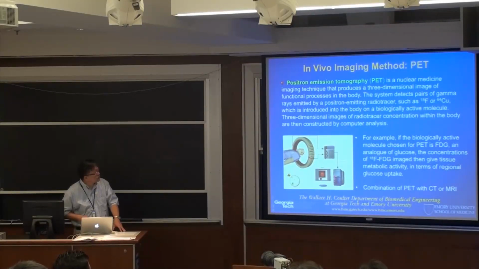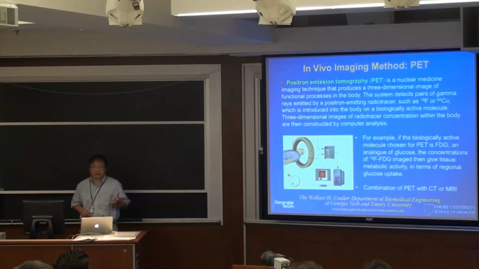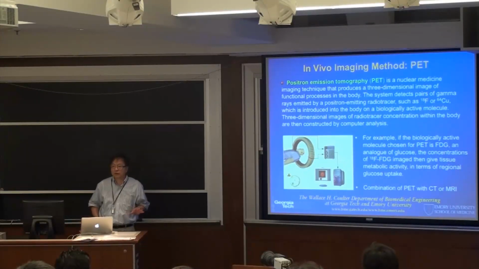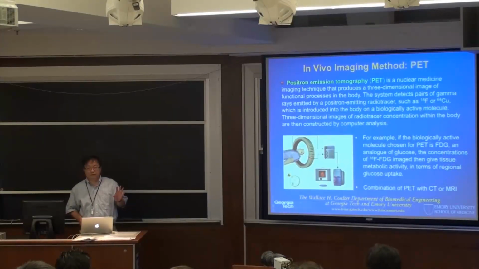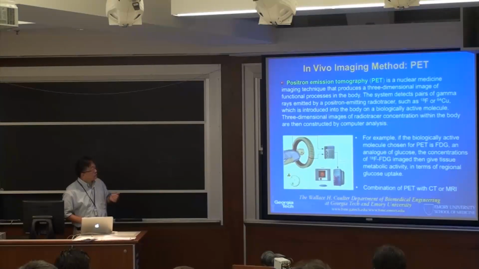So the three-dimensional images of the radio tracer could reflect specific functions of the biological process in the body. So in a way, although MRI and CT are mostly on the morphology of the tissue, PET is mostly on the functional states of the tissue. So that's a major difference between PET and the other two.